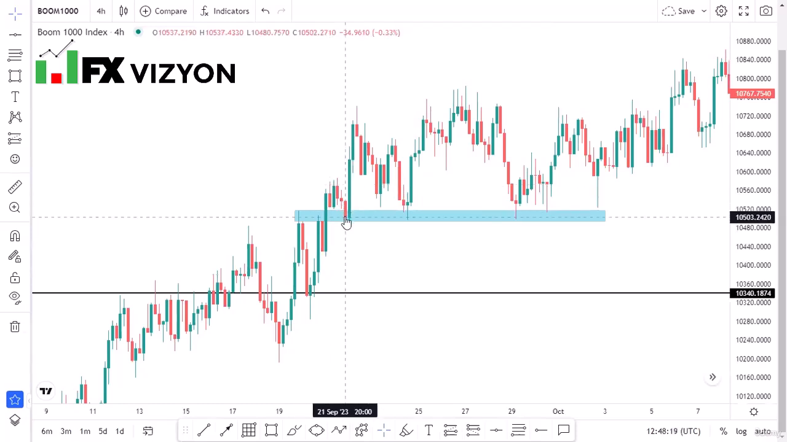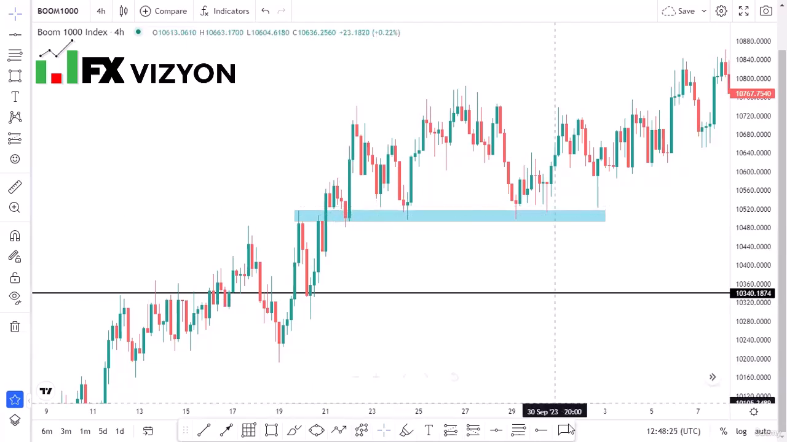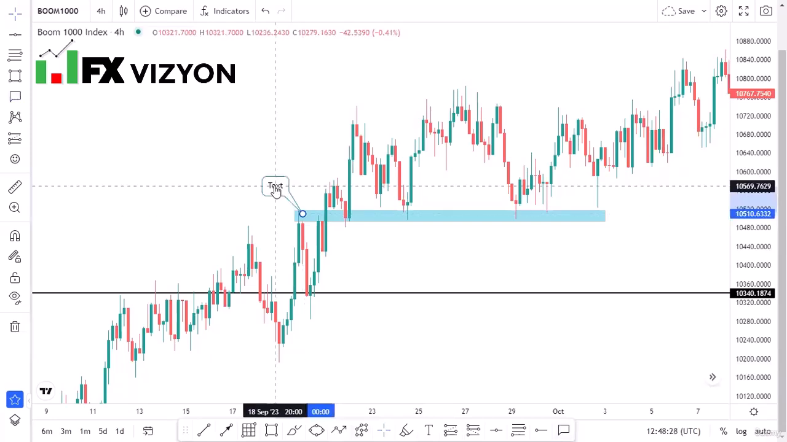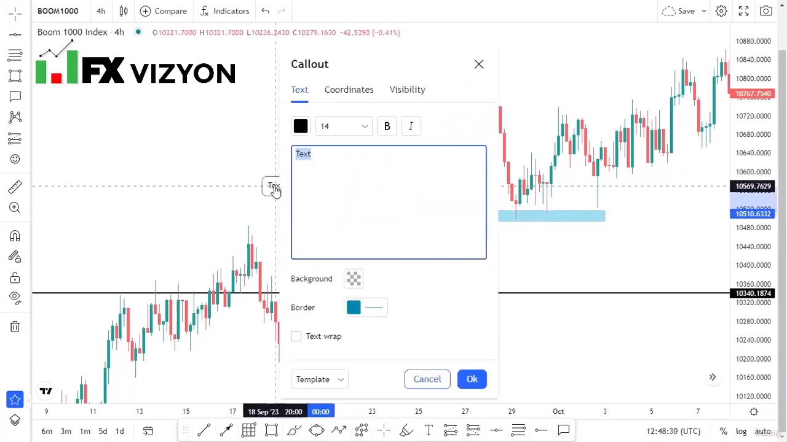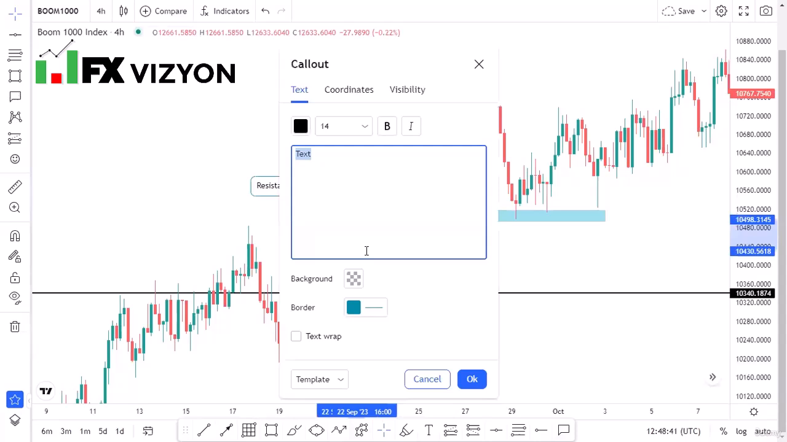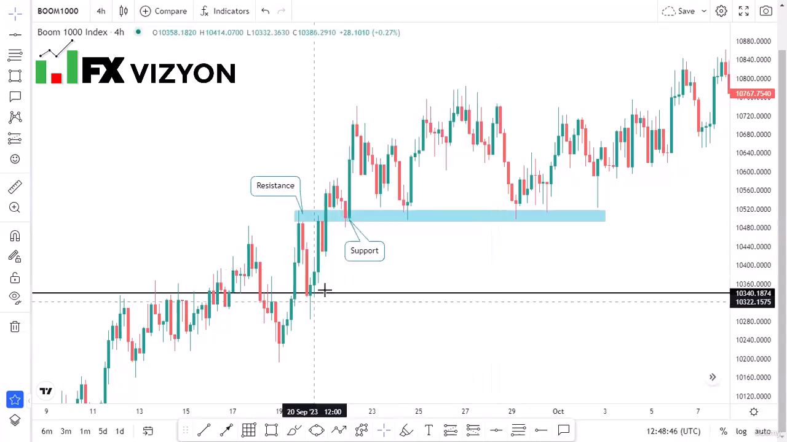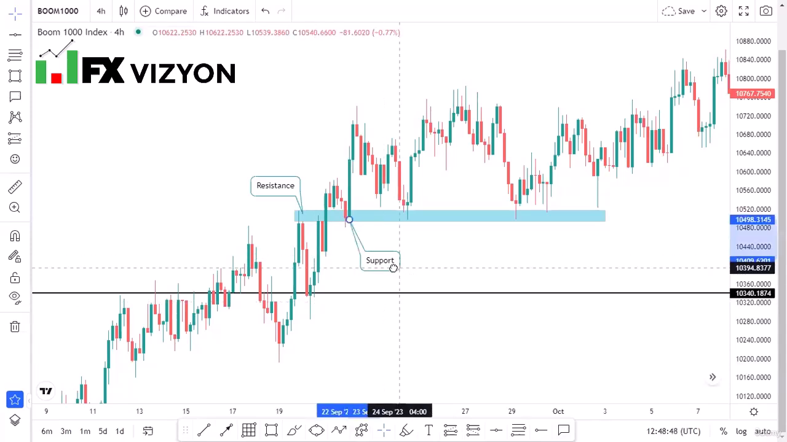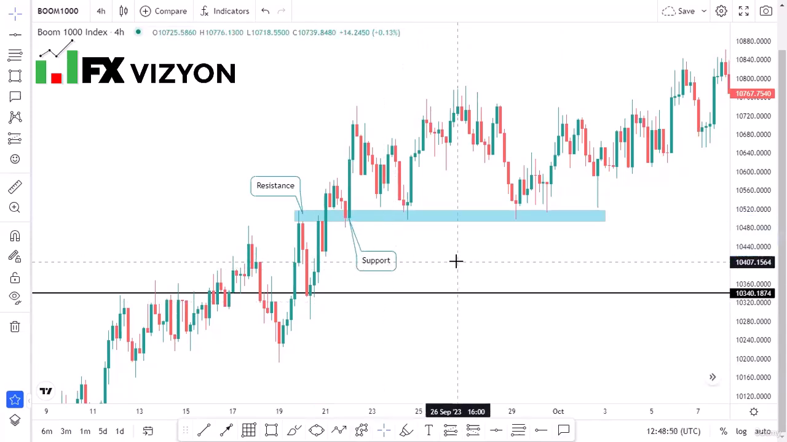Then I'll look for multiple touches, because if this is truly support, remember this was resistance which has just become support. So this is resistance. Then here it turns into support. Now, what is quite important is you need to look at your support and validate it.